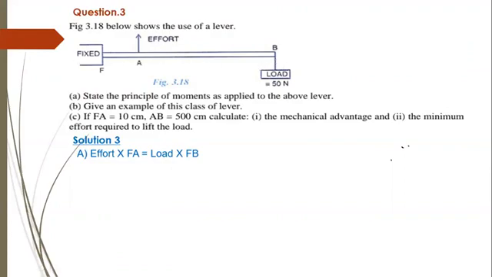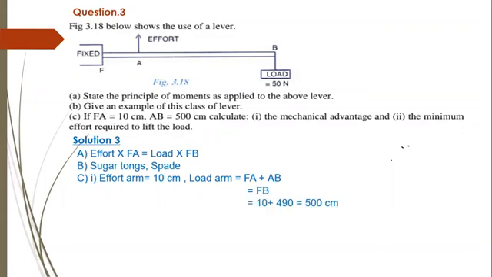Examples of this class of lever are sugar tongs and spade. If FA is equal to 10 centimeter, AB is equal to 500. What is the mechanical advantage? Here effort arm is given, the distance between fulcrum and effort, and load arm FB is equal to 500 centimeter. Then mechanical advantage is effort arm upon load arm. Substituting the values, it will come out to be 1 by 50.